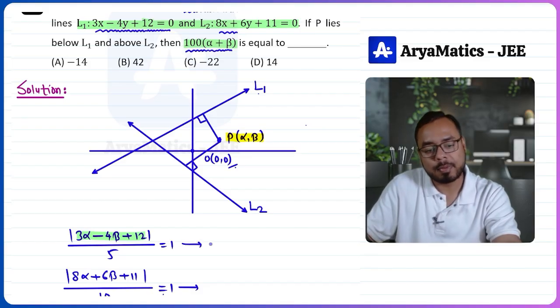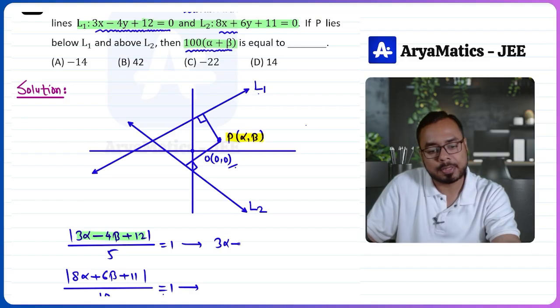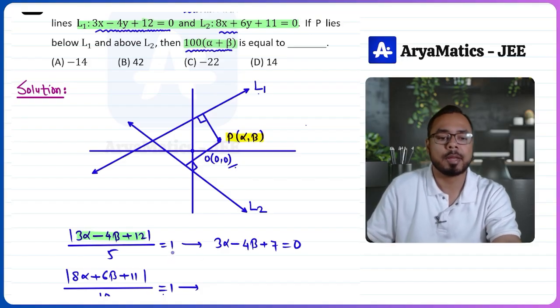So therefore the first equation will be 3 alpha, remove the modulus with positive sign. So 5 on the other side, if we take that on the left hand side, then one equation is 3 alpha minus 4 beta plus 7 equals 0, right? This will be equation 1.